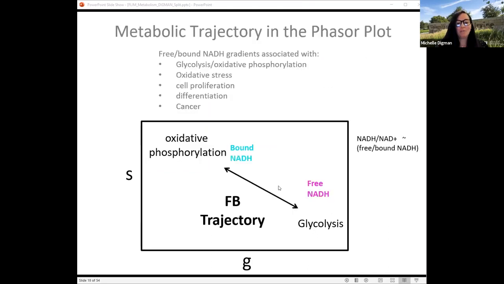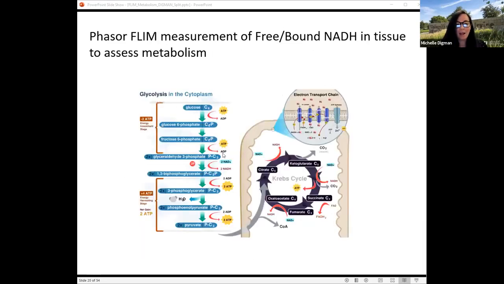And I'm going to show you some examples of this, and also how we knew that this metabolic trajectory on the phasor plot was indicative of glycolysis and oxidative phosphorylation. I think Suman gave a very beautiful talk about one of the early works of Britton Chance in looking at NADH autofluorescence and looking at the metabolic states within the fraction of those free and bound NADH. So let's take a look really close at what's happening in cellular metabolism.